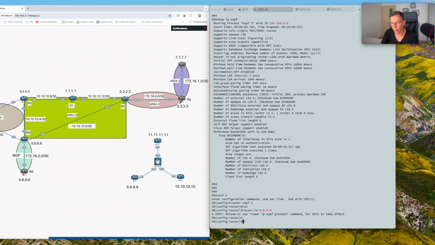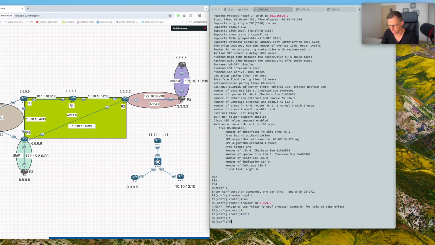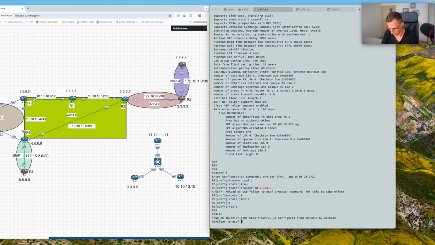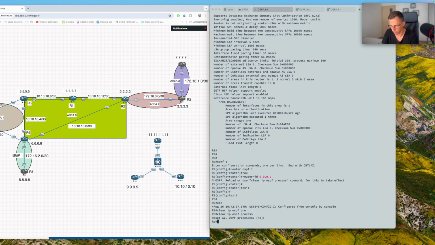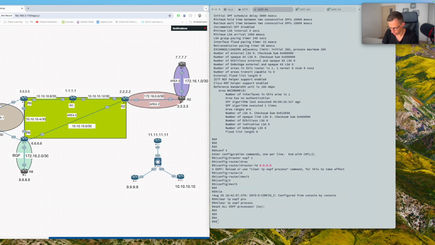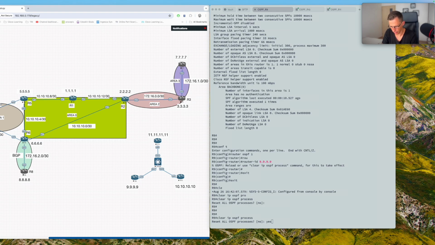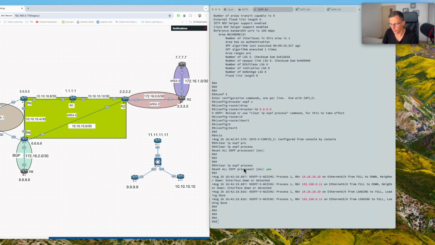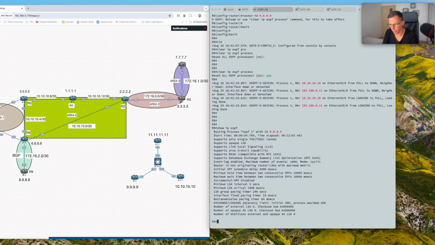It will now tell you to use the clear ip ospf process. So let's do that. Clear ip ospf process. I need to do it in my second window, so let me try it again. Yes. Again, it will restart the OSPF process, but now we set the router ID manually. So if I go back and do show ip ospf, the router ID is 9.9.9.9.